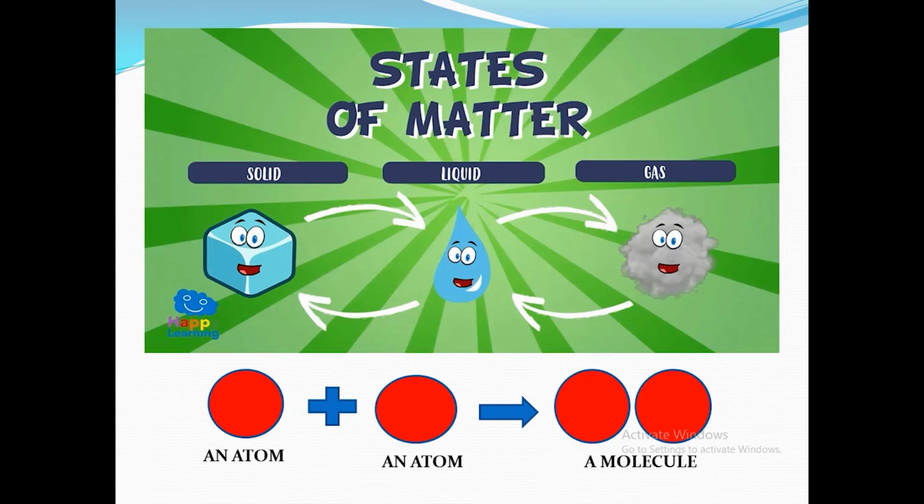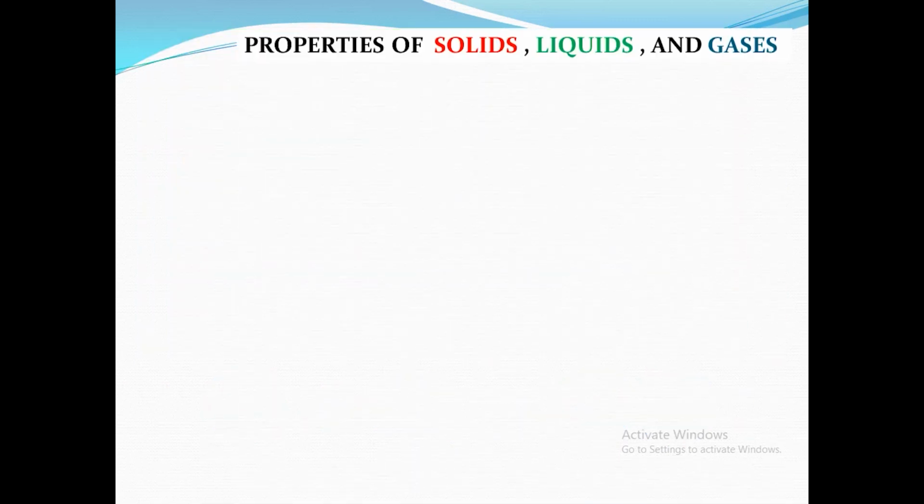When atoms join together, they form molecules. Molecules in solid, liquid and gaseous states behave differently. On the basis of the arrangement of molecules, solids, liquids and gases show different properties.